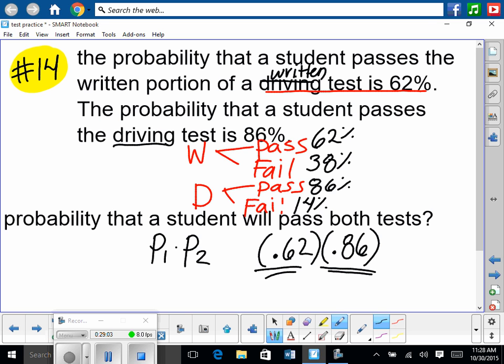It was pass. So you take those, you multiply the individual events, and you get a 53.32% chance. So let's say I said round to the nearest whole percent, that would be 53% chance of passing both tests.